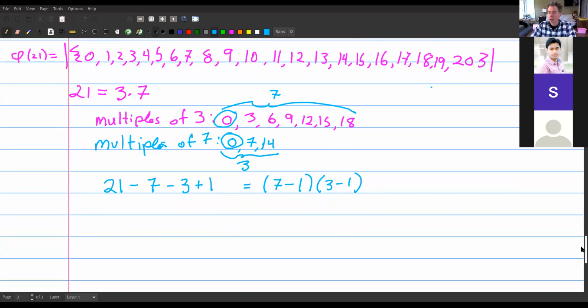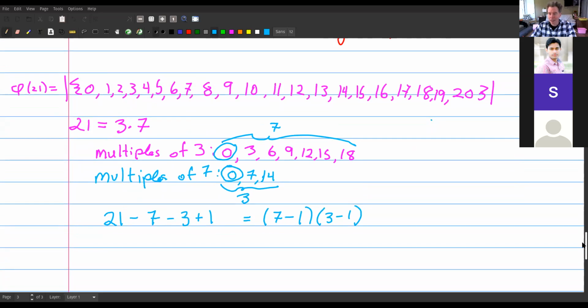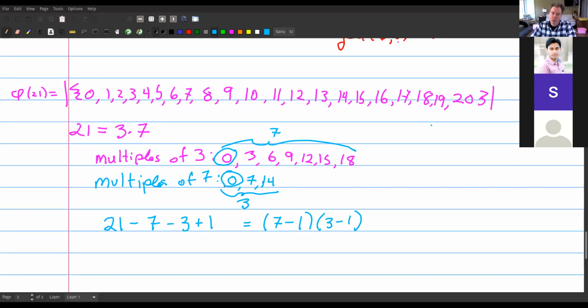Okay, so you're thinking, because you're taking out 0 in both sets. Yeah, that's right. So we took out 0 for both sets. There's 7 numbers in that set for the multiples of 3. There's 3 numbers in the set of multiples of 7. You can take out the 0. Yeah, that's right. The 0 got taken out twice. So this plus 1 is to only take out 0 once instead of twice, because you can't really take it out twice. Okay, so we did all this and we found out that this is phi of 21. So it turns out to be 6 times 2 is 12. So that's kind of interesting.